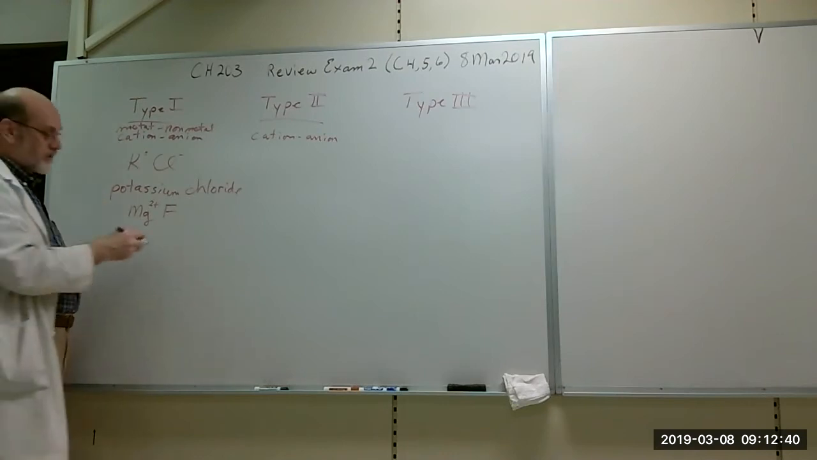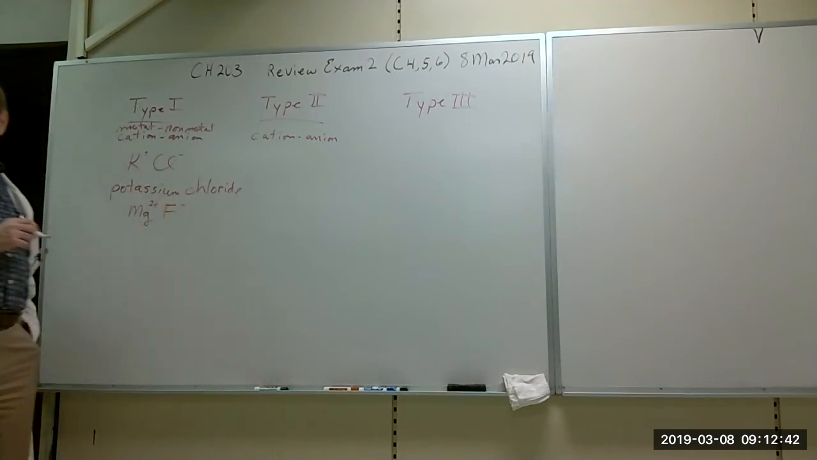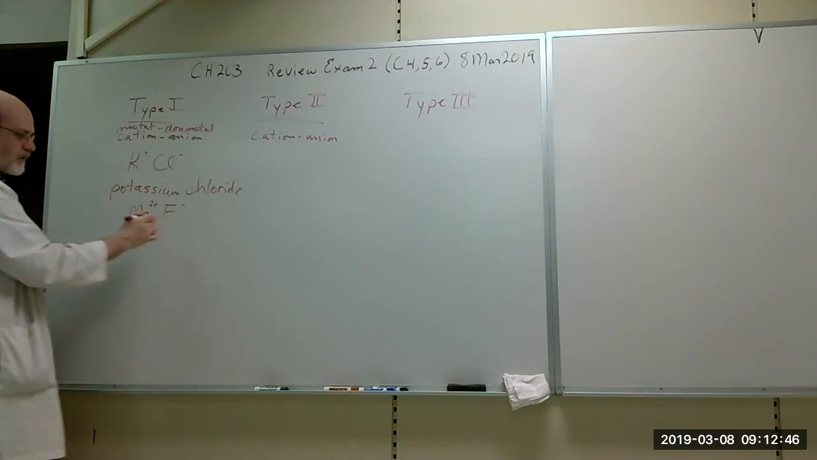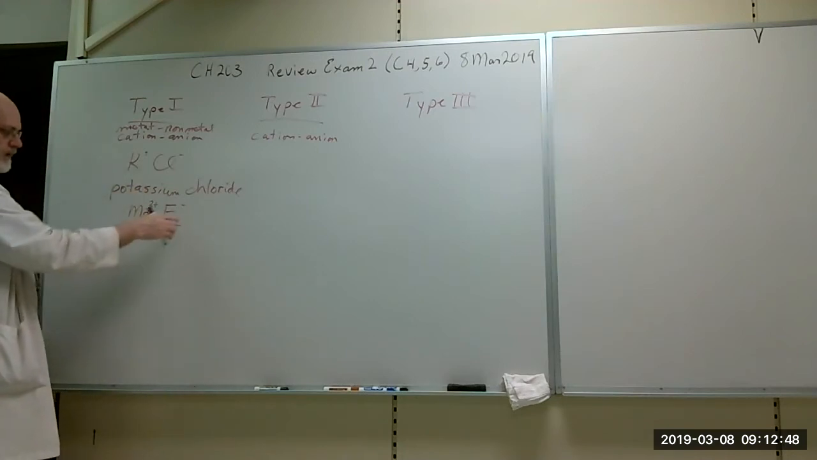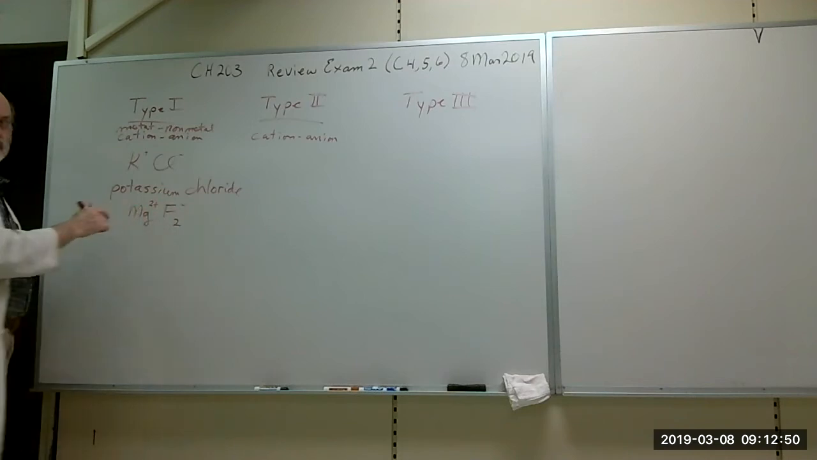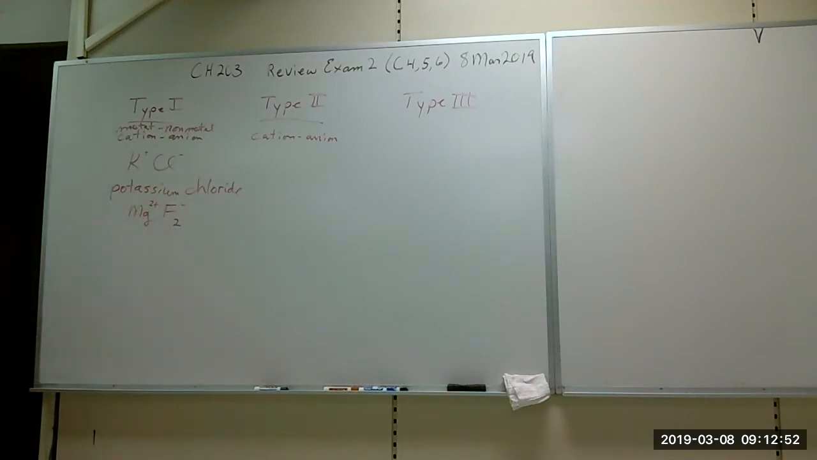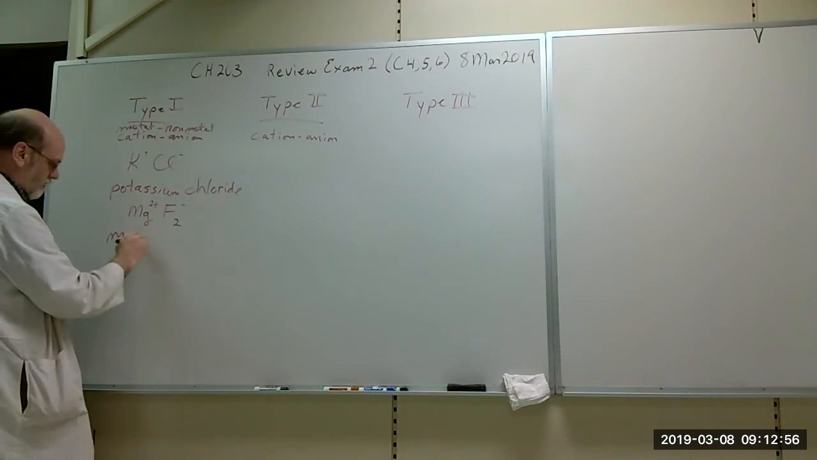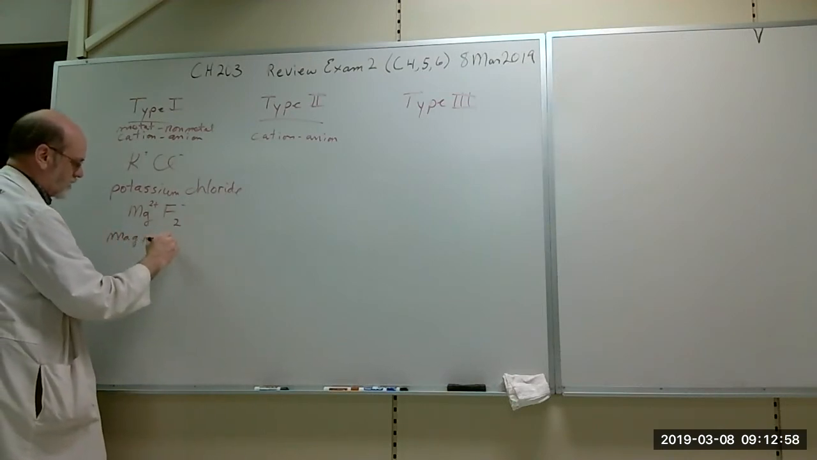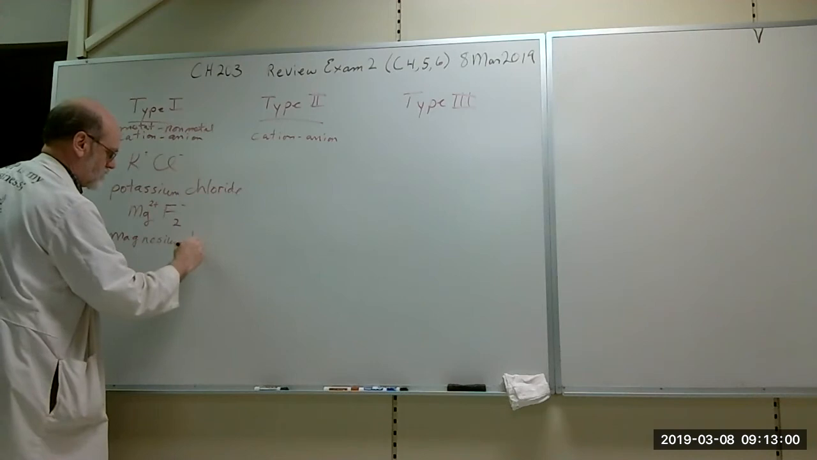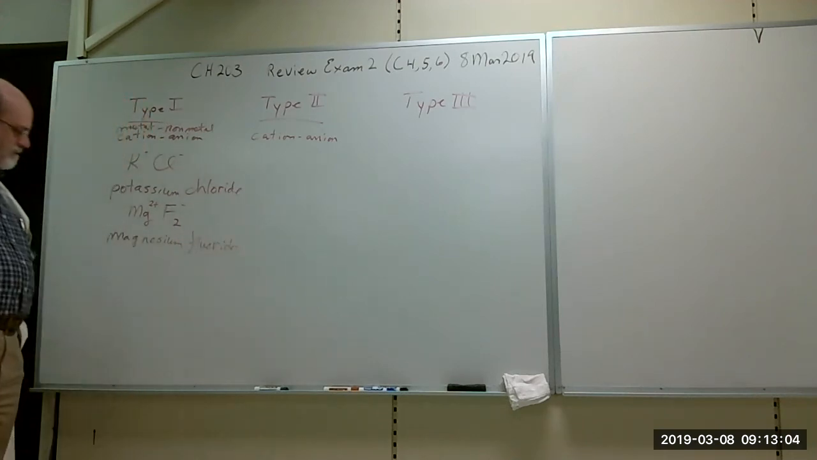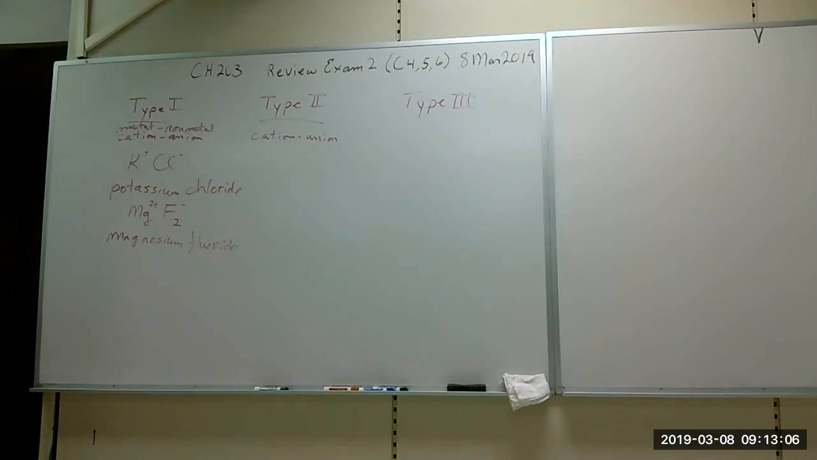Fluorine is another halogen, so it always has a -1 charge. So in order to make them balance, you need 2 fluorines to give you 2 negatives against 2 positives for magnesium. Okay. Then we just say magnesium fluoride. And we got our compound name. Okay.